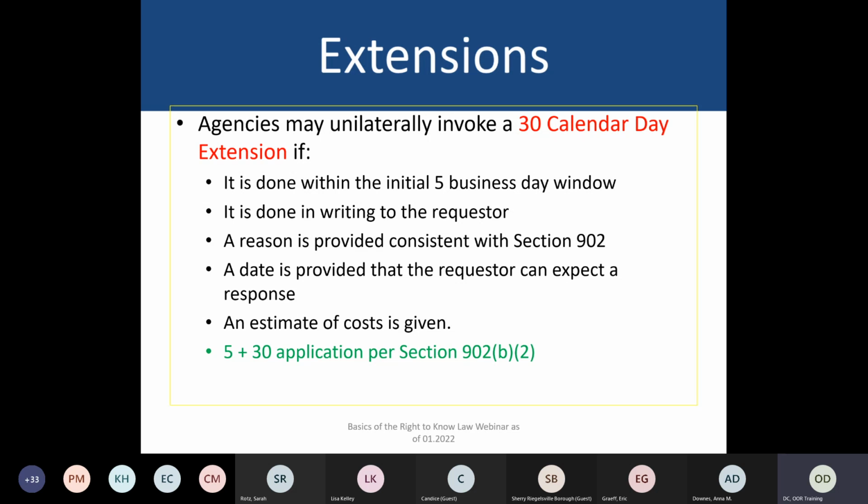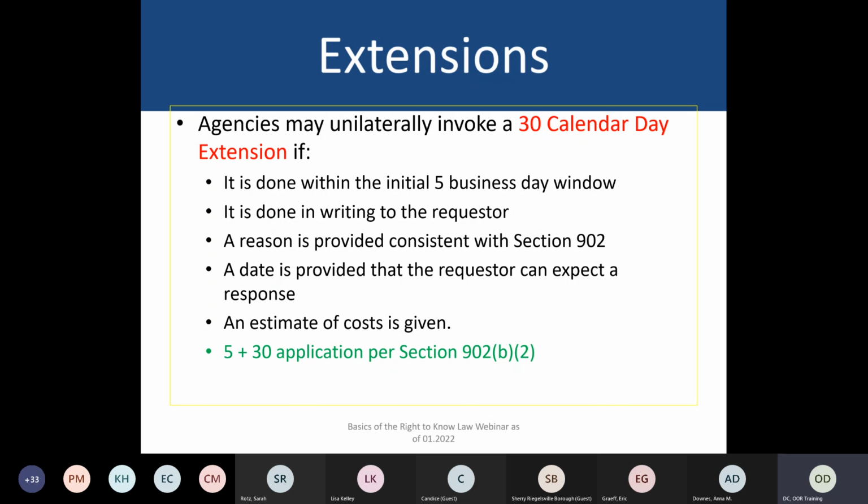All right. If you can provide a final response within the 5 business days, please do that. Nothing upsets a requester more when they've submitted a right to know request for an obviously public record that would otherwise be readily available, and the first notice that they get from the agency is, oh, we're taking another 30 days. All right. It's just not right to do that.